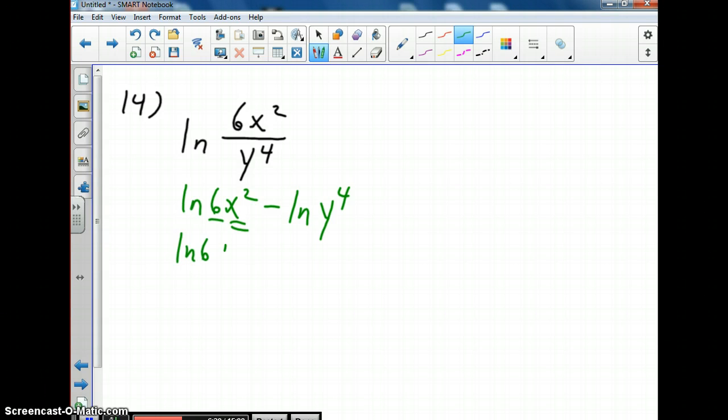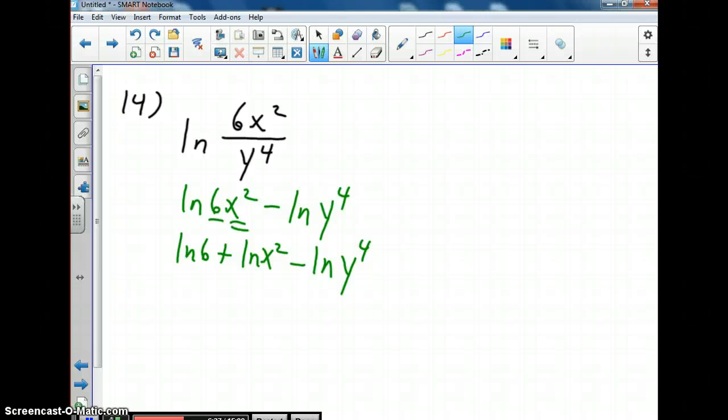ln 6 plus ln x squared minus ln y to the 4th. Okay, now it's not parentheses on this one because there's only one of them. You see, it's when you're dividing by 2 of them that you've got to put parentheses. That's a good thing to consider.